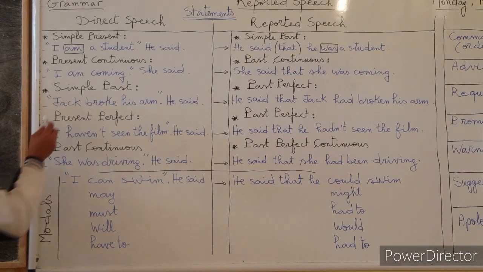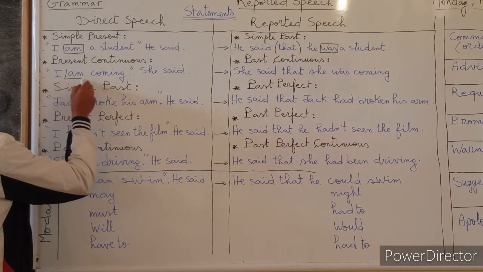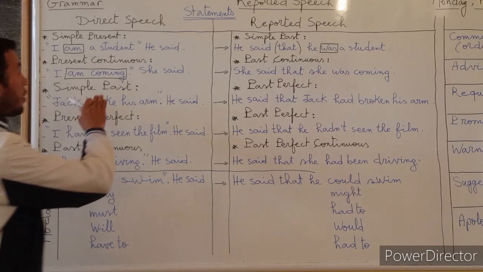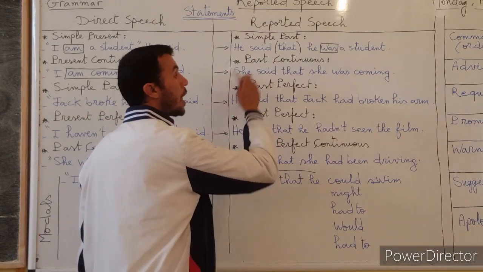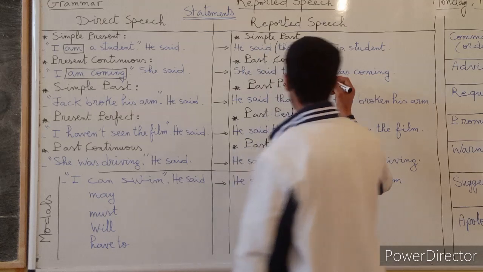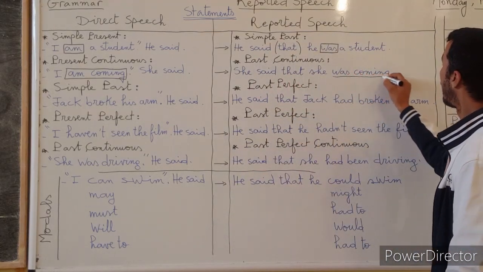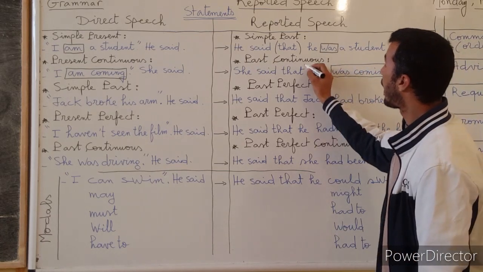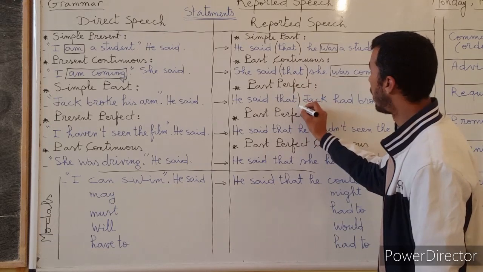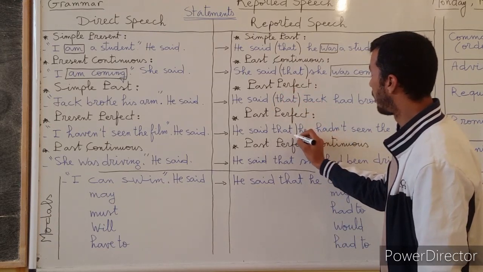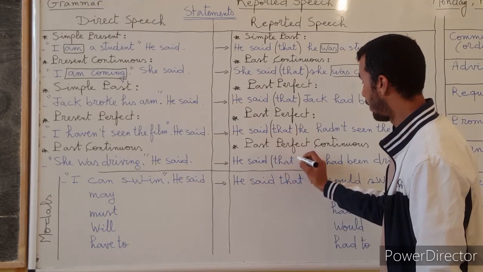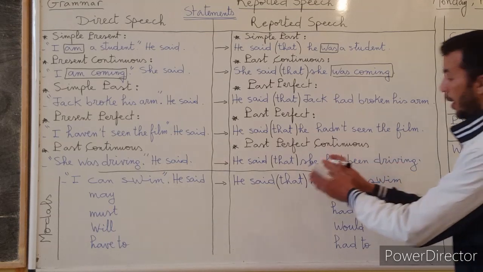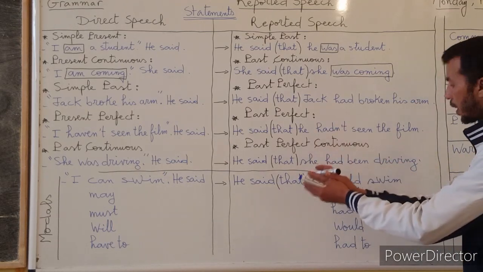Present continuous. The example here is am coming. So, present continuous becomes past continuous, or past progressive. She said that she was coming. And as I mentioned before, that is always optional. It's not obligatory, with all the examples that we have here. It's just a link between he said or she said, the first part of the sentence, and the second part.